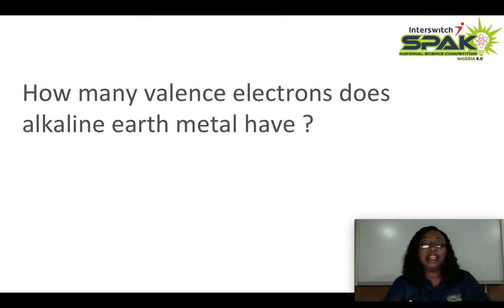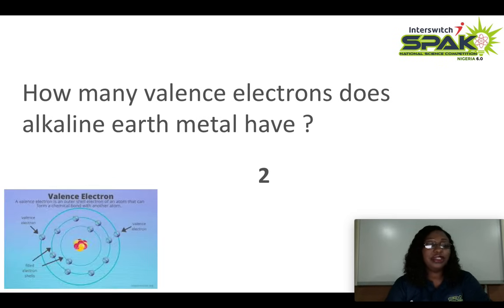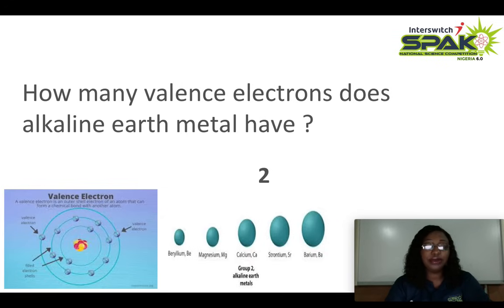How many valence electrons does an alkaline earth metal have? Yes, the answer is 2. They have 2 valence electrons in the outer shell. That is why they are in group 2. Valence electrons are the outer shell electrons of an atom that can form a chemical bond with another atom. So the alkaline earth metals have 2 valence electrons in their last shell.